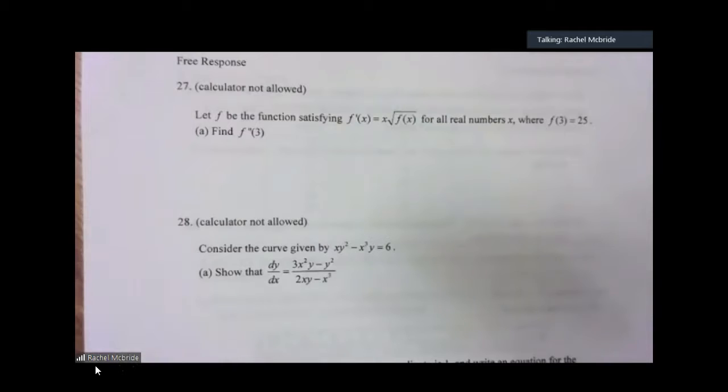So take a minute, read through 27. And then it asks you to find the second derivative. So go ahead and find the second derivative.